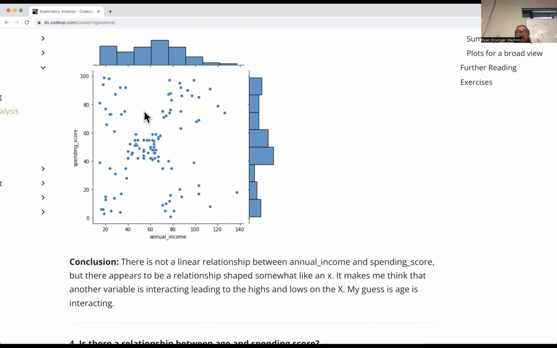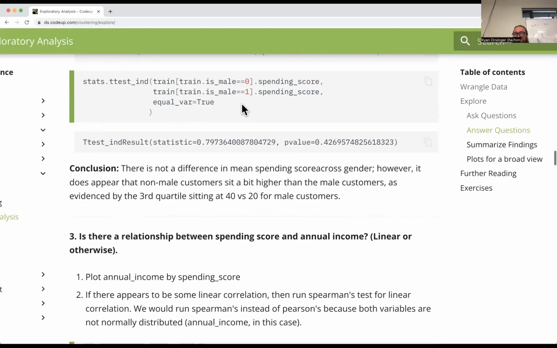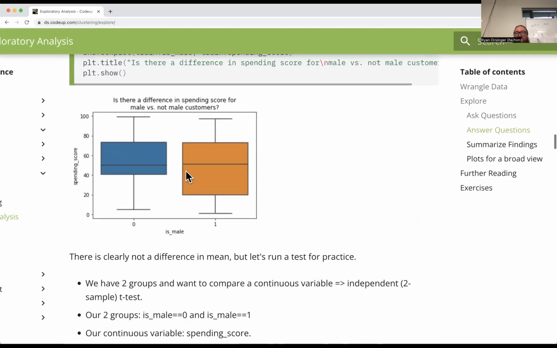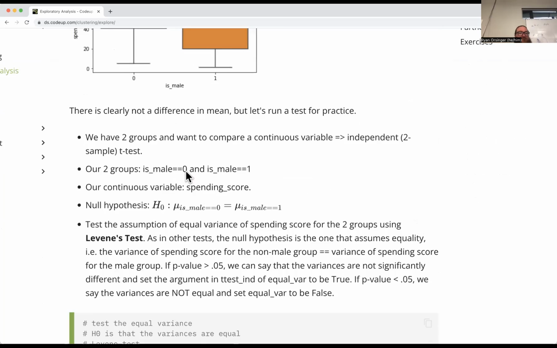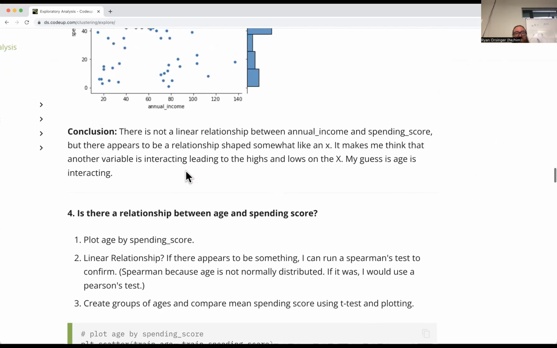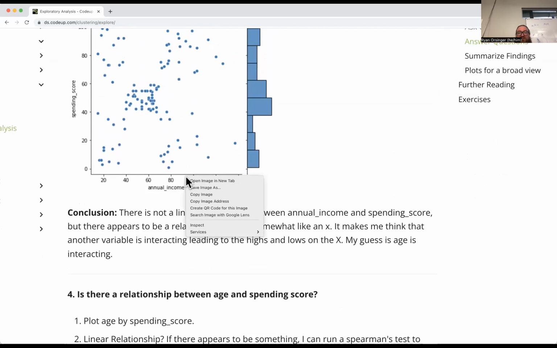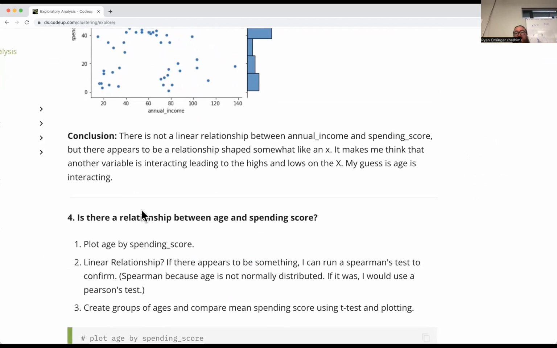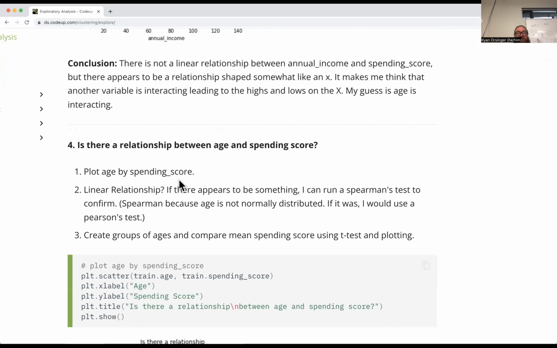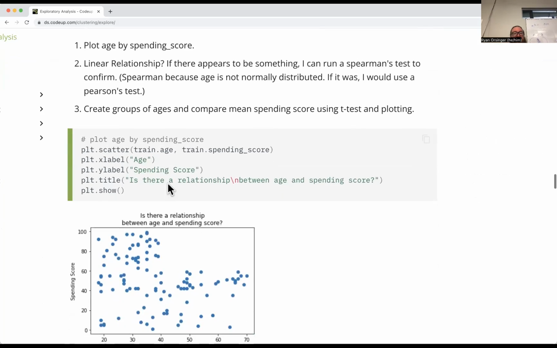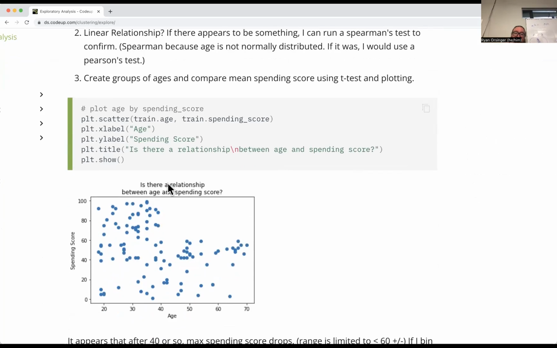Maybe it's age, maybe it's gender. We already saw that gender didn't seem to play much of a role in the spending score. So let's see what's going on with age. So our next hypothesis, what is the relationship between age and spending score? So we're going to plot them out, ask if it's a linear relationship. If there appears to be something there, we can run a Spearman's test. And let's see what we have here.